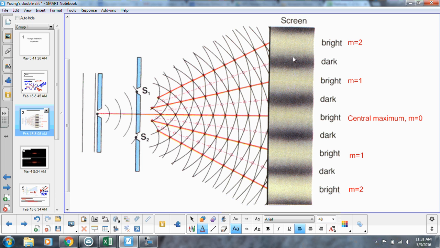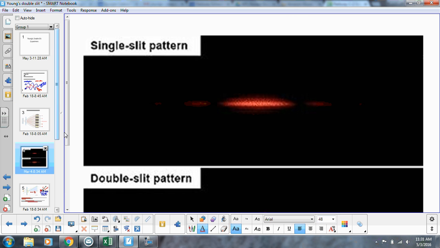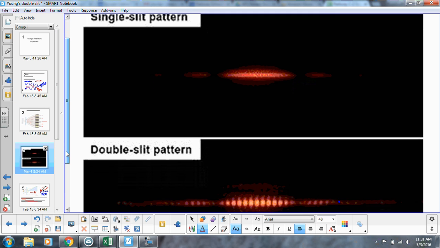Now there's a pattern of light and dark fringes formed on the screen. You'll notice that they're equally spaced apart, and they should get dimmer as you go farther from the central maximum because the light is traveling farther, and so there's less energy there. So the first bright spot on either side of the central maximum is m equals 1, the second one is m equals 2, and so on. This is what it will look like when you shine your laser through your slit.